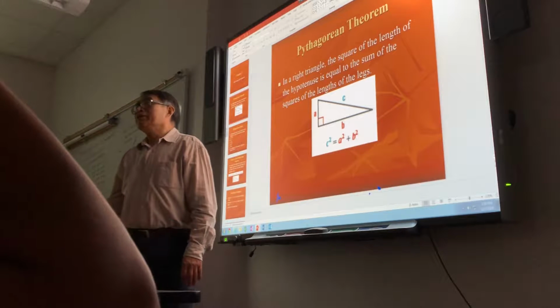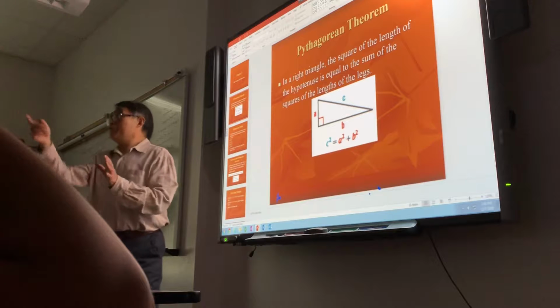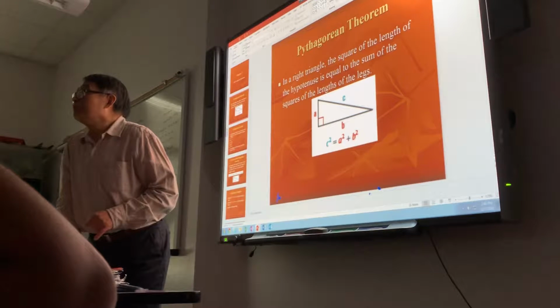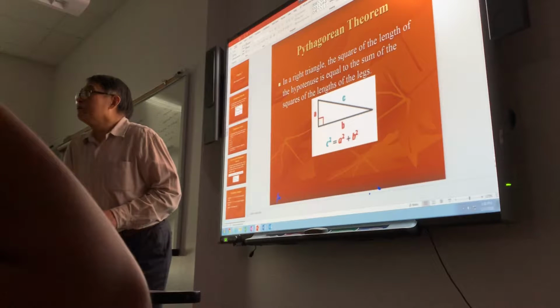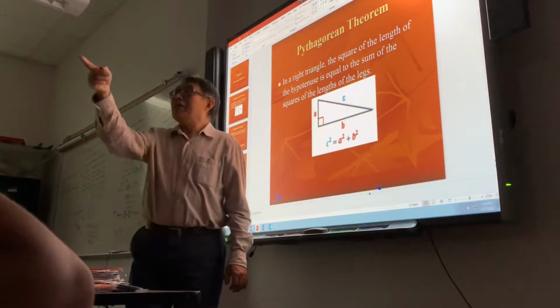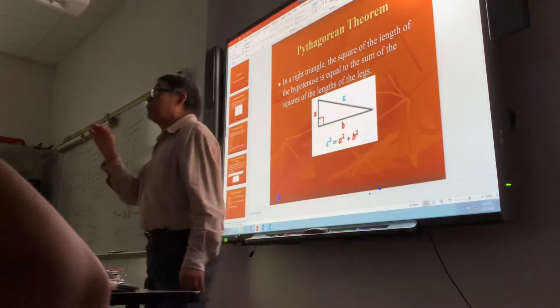You can see. Basically, don't want to blame anyone. Yes, please. It means that the square of the length of the hypotenuse is equal to the sum of the square of the legs. Yes?